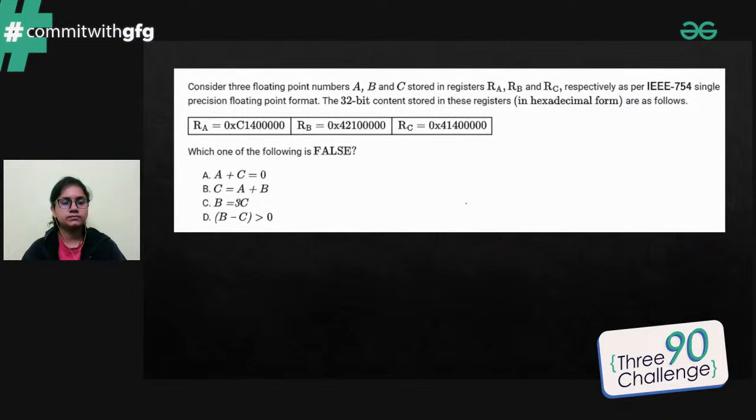Now this is the next question. Consider three floating point numbers A, B and C, stored in registers RA, RB, RC respectively, as per IEEE 754 single precision floating point format. The 32-bit content stored in these registers in hexadecimal form is as follows. This is RA, this is RB, this is RC. Which one of the following is false? Can you try to solve it by yourself?